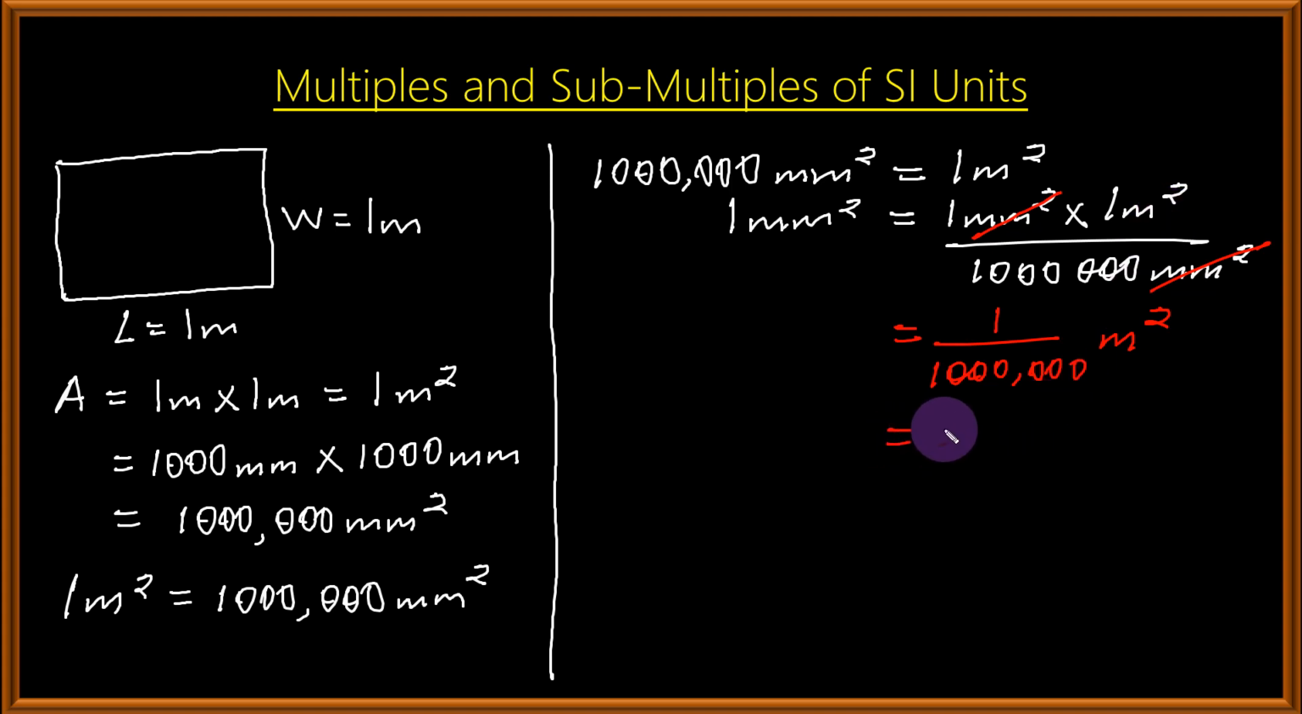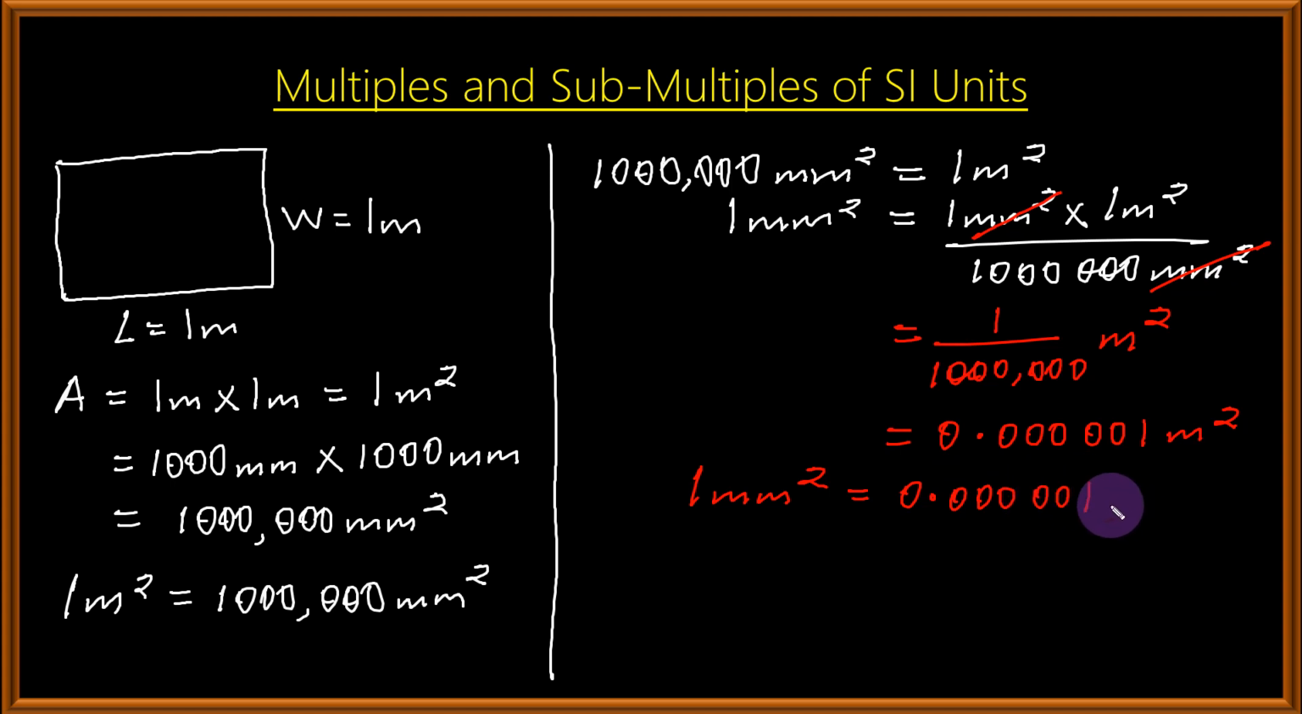Of course, I can write this one as a decimal, 0 point. Now my number is going to have 6 decimal places, so 1, 2, 3, 4, 5, and the 6th one, that is where we write the 1 meters squared. And therefore, I end up saying that 1 millimeter squared is equal to 0.000001 meters squared.